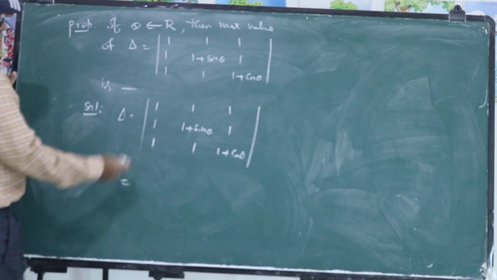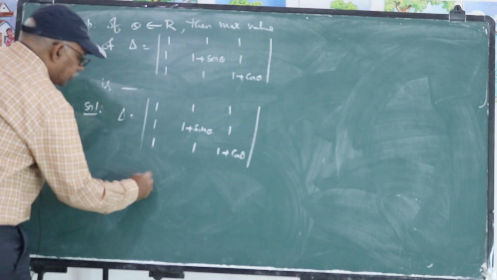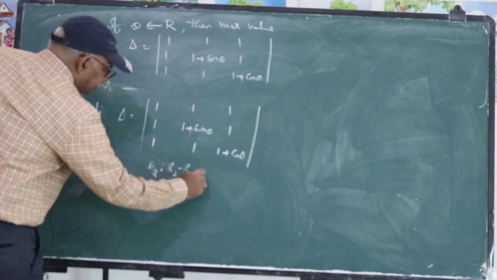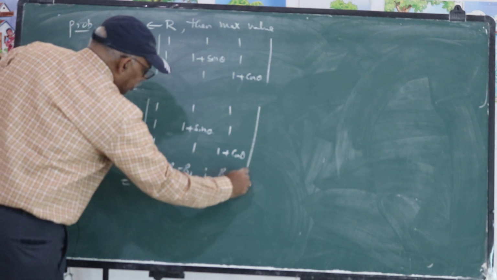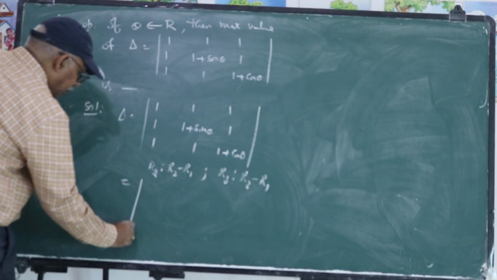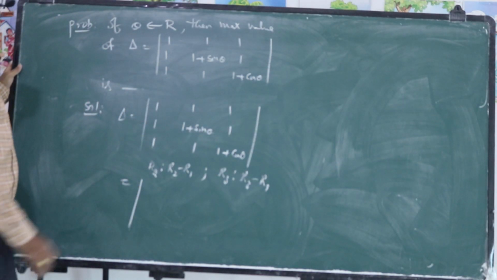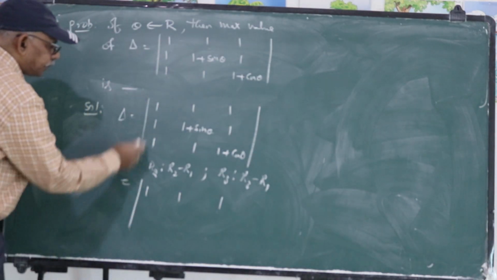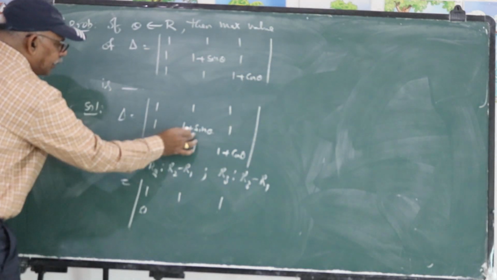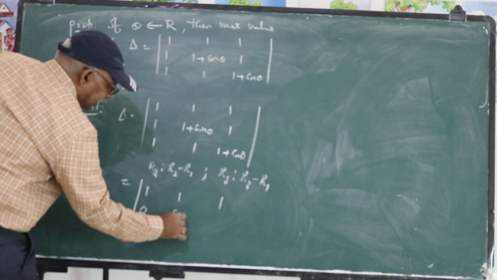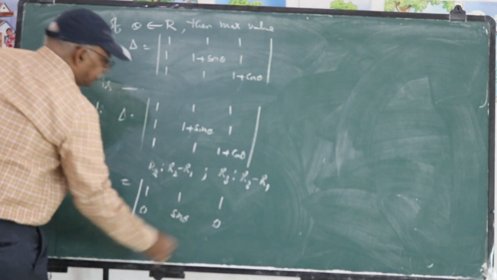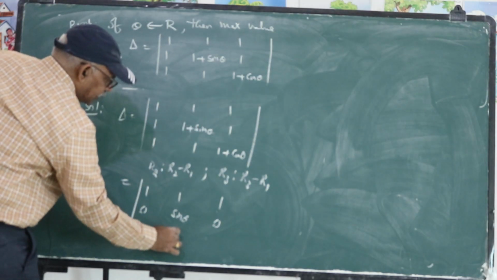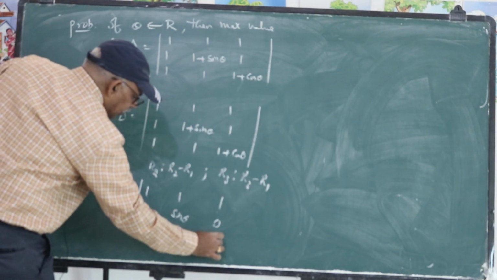Apply transformations. Make these two terms 0. So for that, R2 goes to R2 minus R1 and R3 goes to R3 minus R1. Now apply this transformation over rows, keeping the first row fixed. Taking R2 minus R1, we get 0, 1 plus sine theta minus 1 gives us sine theta, 1 minus 1 gives us 0. Similarly, R3 minus R1 is 0, 1 minus 1 is 0, 1 plus cos theta minus 1 is cos theta.